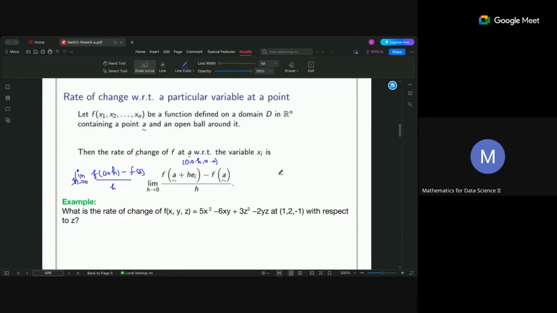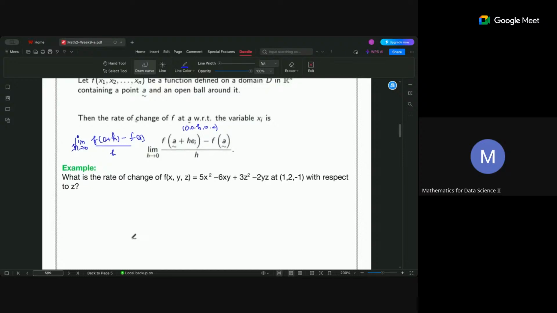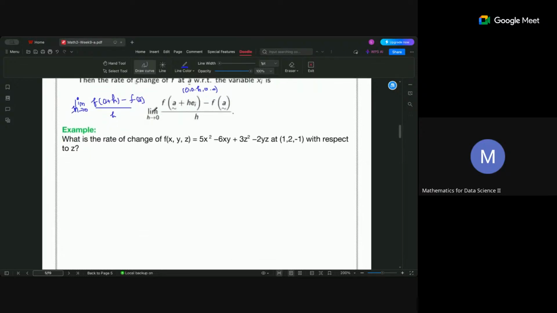Now if I'm just applying the definition, how will I find the rate of change of this function? You have to exactly apply this definition. That's all. So let's see how to do this. Here you are given this function and this point. So this is your a tilde: 1, 2, minus 1. With respect to z, which means the third coordinate. So here your e_i is 0, 0, 1. So you are taking e3, which is 0, 0, 1.